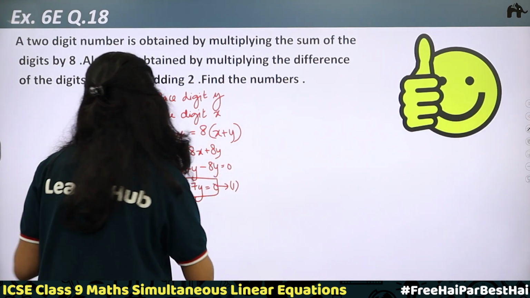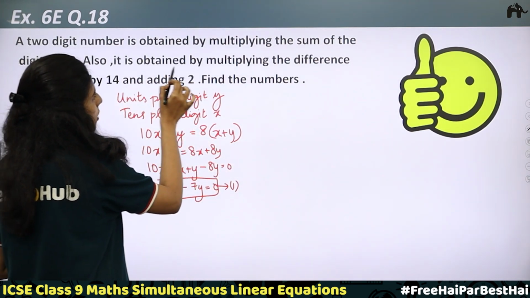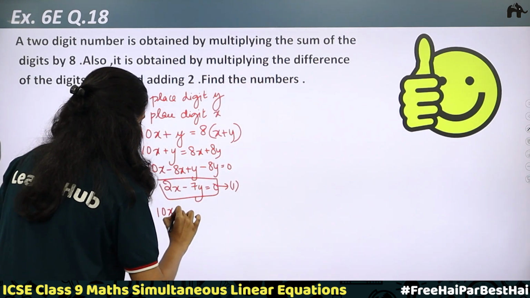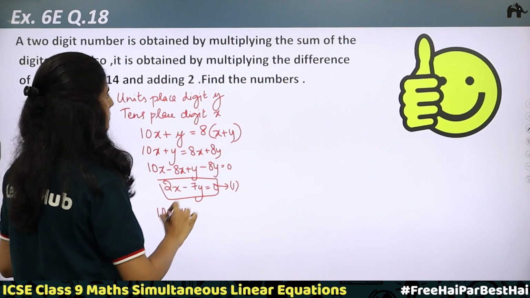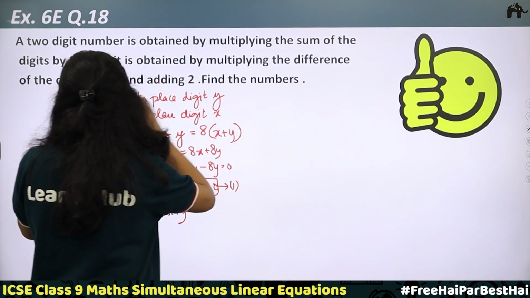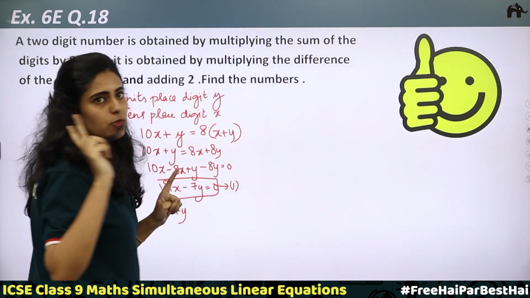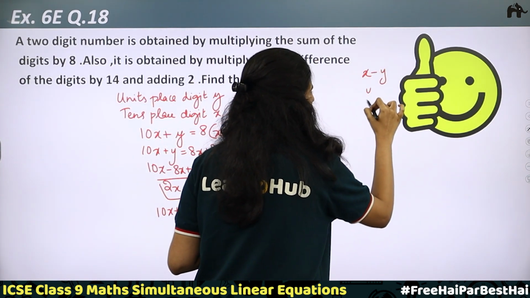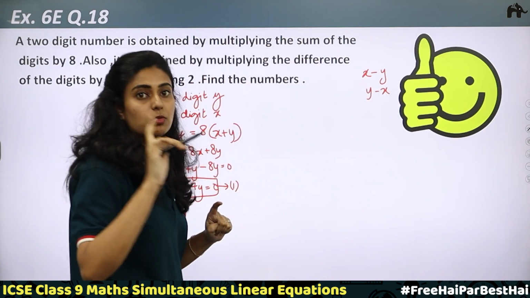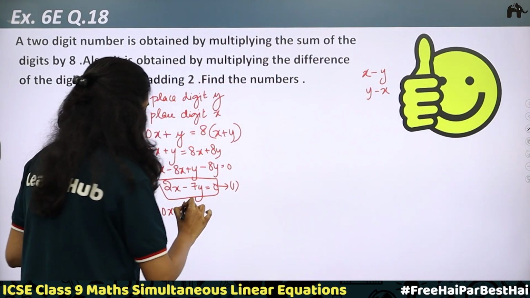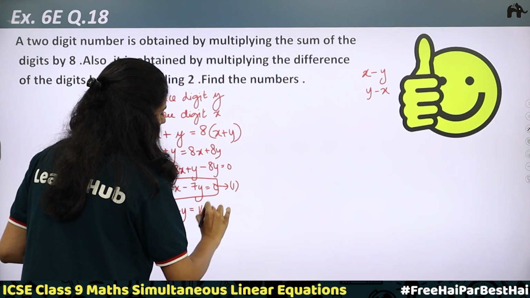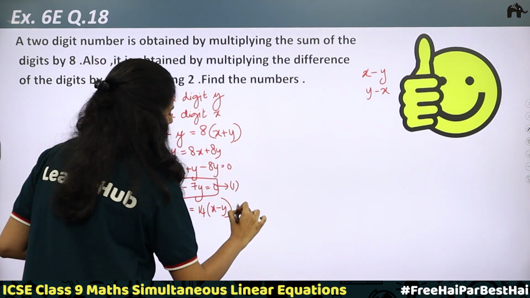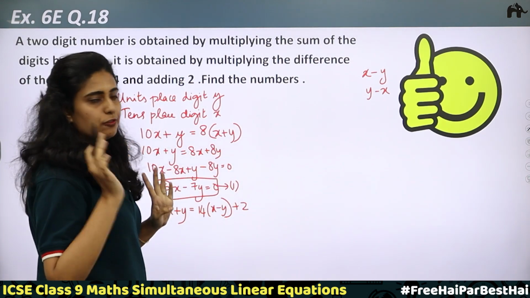Now, to get the second equation, also it is obtained by multiplying. That is, you will be getting 10x plus y by multiplying the difference of the digits. In two ways, you can get the difference of digits. Either it can be x minus y or it can be y minus x. Okay, so we have to check both the possibilities. First, we'll take x minus y. So, 14 into x minus y, and adding 2. We have to find the numbers.